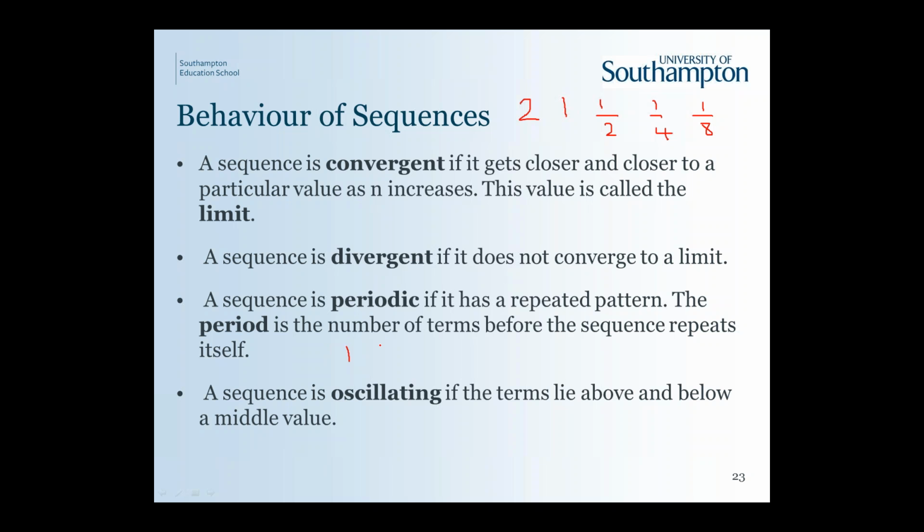Periodic is if it repeats. And so on. So that has a period of 3 because it has 3 terms before it repeats. And a sequence is oscillating if it goes up and down around, if the terms lie above and below a middle value. So again, that could just go 1, 0, -1, -2, and then up the other way again, -1, 0, so it's just, as it sounds, oscillating.